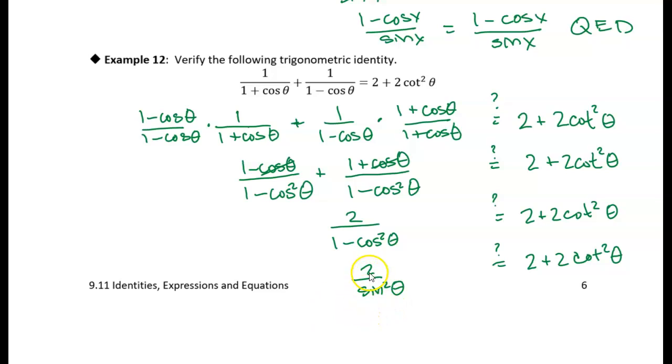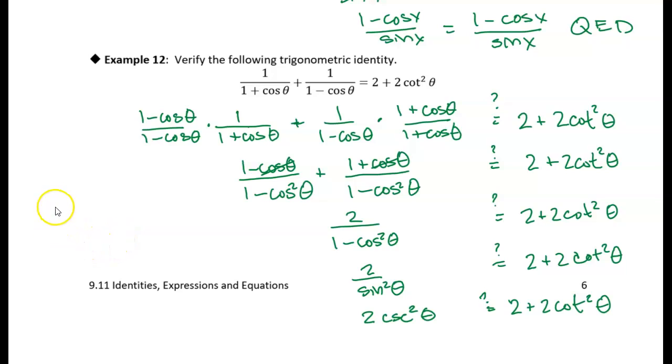I know that 1 over sine squared theta is cosecant squared, right? So I can rewrite this as 2 cosecant squared of theta. Now that still doesn't look like 2 plus 2 cotangent squared of theta. But if you remember the Pythagorean identities, I know there's a Pythagorean identity that involves cosecant and cotangent. Now, do I remember what that is?